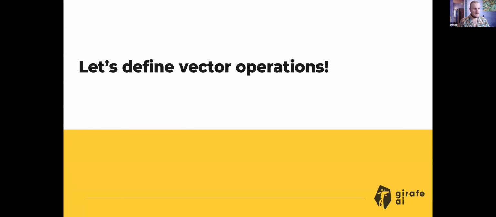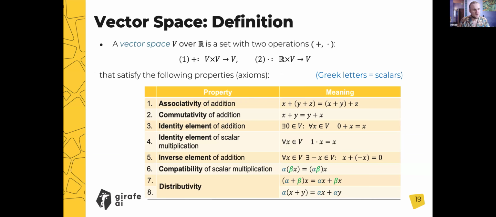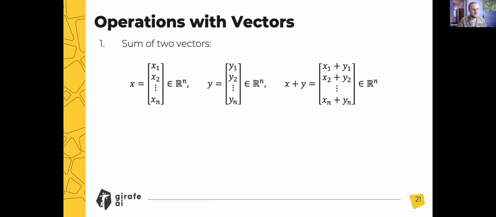Okay, so we said that there is something that we call vector addition, but what is it in technical terms? Suppose we have two vectors, vector x and vector y, right? Which importantly belong to the same vector space Rn. They have the same dimension. How do we add them?